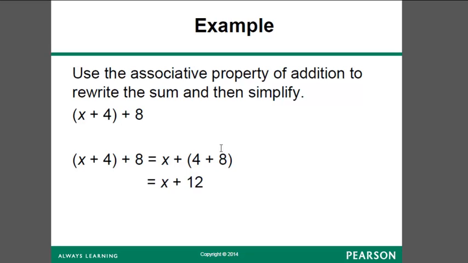Because now then I can do this. I can say, okay, what is 4 plus 8? Well, that becomes 12. And my result is x plus 12. That's as far as I can go because I cannot add x to 12.